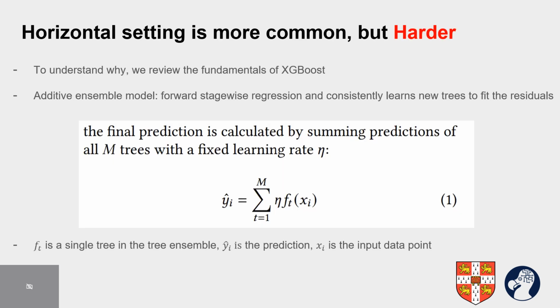Although the horizontal setting remains more common, the training of a horizontal federated XGBoost turns out to be harder. To understand why, we need to reveal the fundamentals of XGBoost. XGBoost is an additive ensemble model. It adapts forward stage-wise regression and continuously learns new trees to fit the residuals until a stopping condition is met. Suppose there are m trees in the tree ensemble, given a data point xi. The final prediction is calculated by summing predictions of all m trees with a fixed learning rate eta.